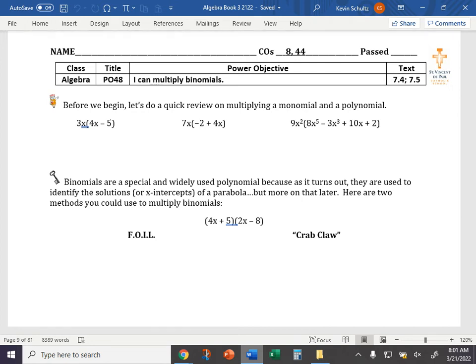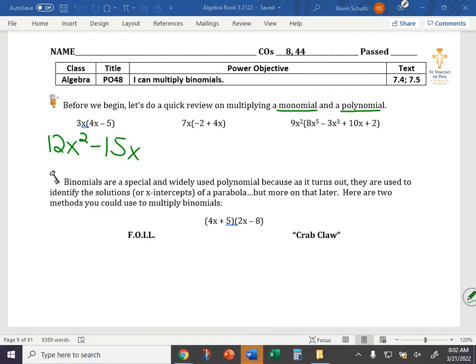Good day, Algebra. Last objective, we looked at how to multiply a monomial and a polynomial. So we're going to review that quickly. Who can tell me what the first one is? 3x times 4x minus 5. Is it 12x squared minus 15x? 15x, okay? A couple of things to point out here.